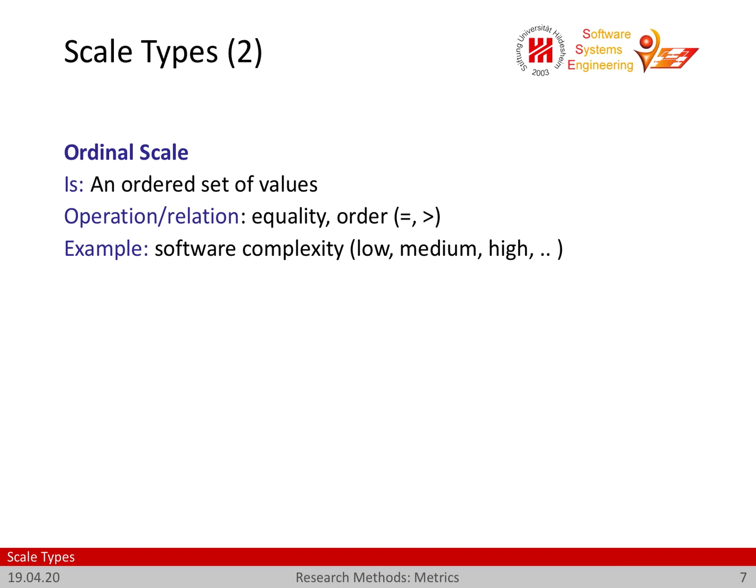A typical example could be software complexity. We could measure software complexity in terms of low, medium, high, very high, whatever, different categories. And then, of course, if something falls into the category of medium, it has a larger complexity than something that falls in the category of low. And if something falls in the category of high, it has a larger complexity than if something falls in the category of medium, and so forth. So these different complexities can be compared. They are a larger-than relation.